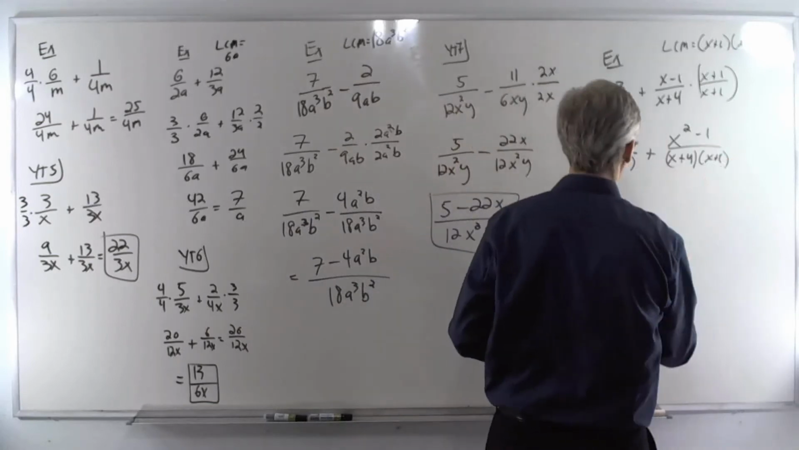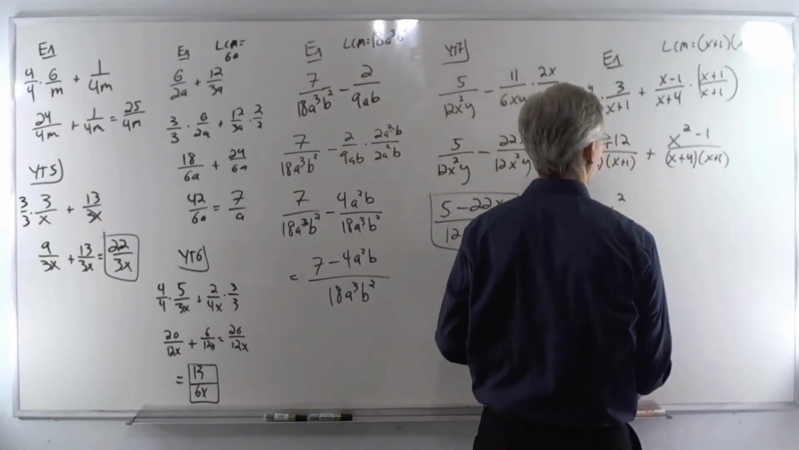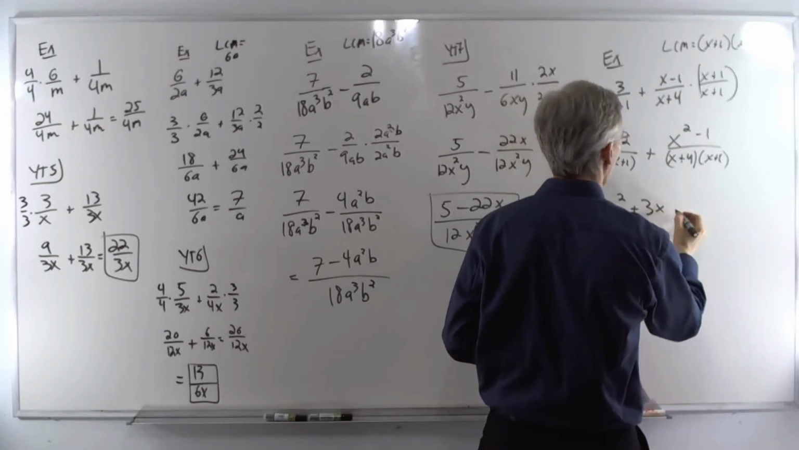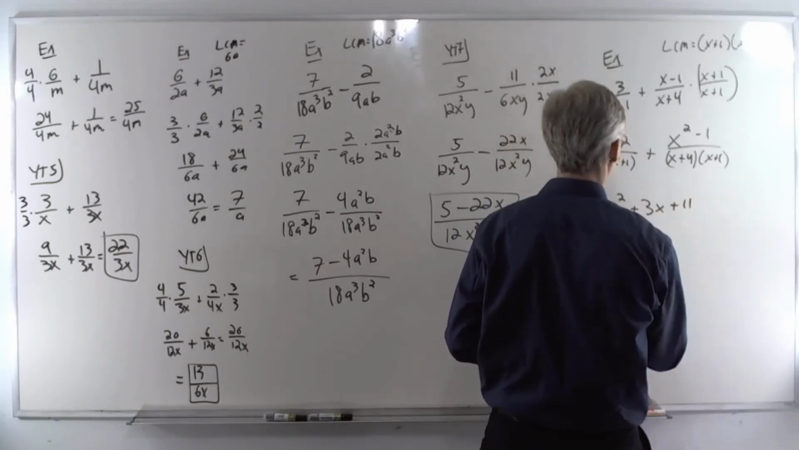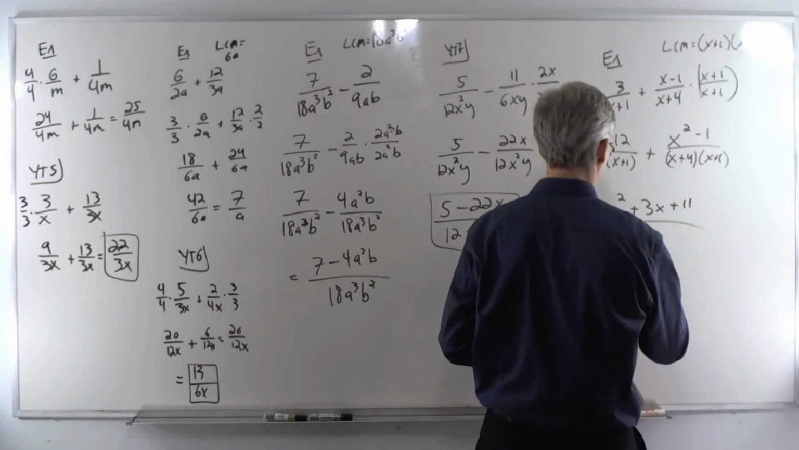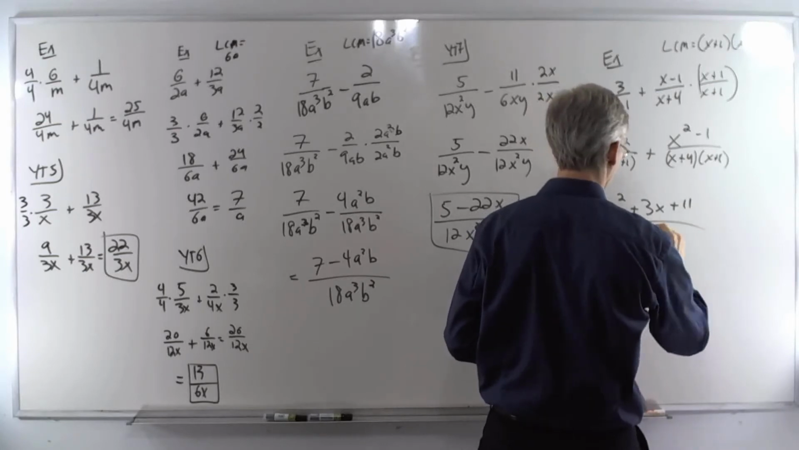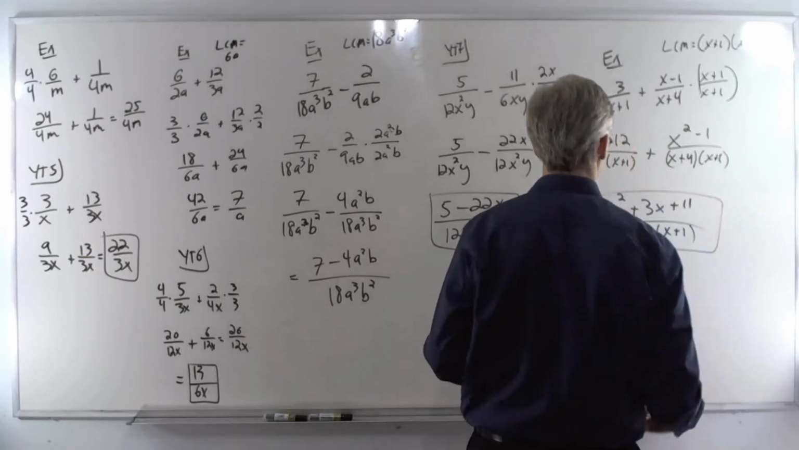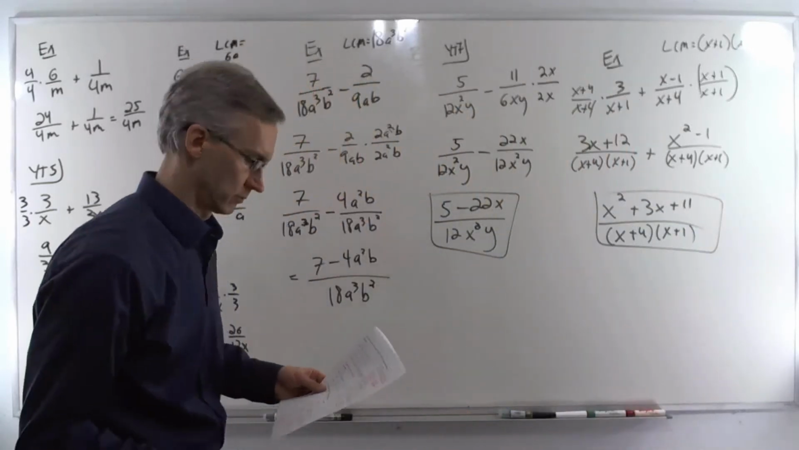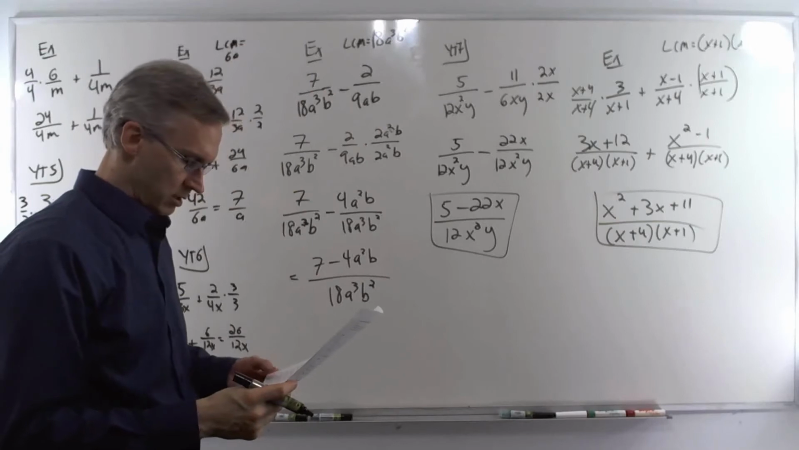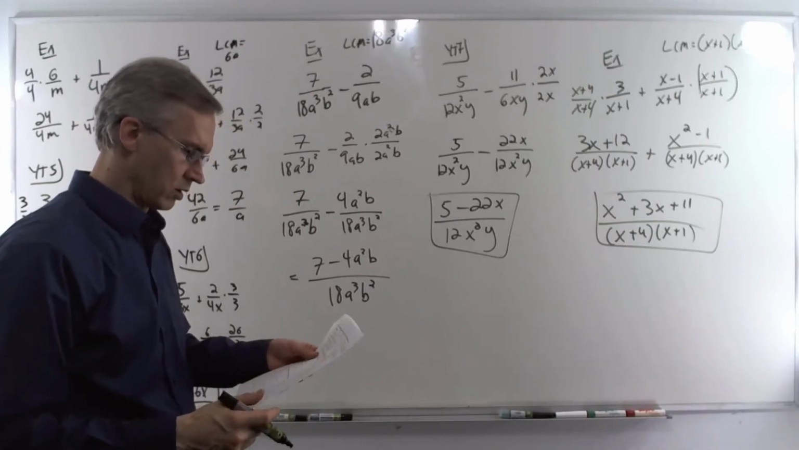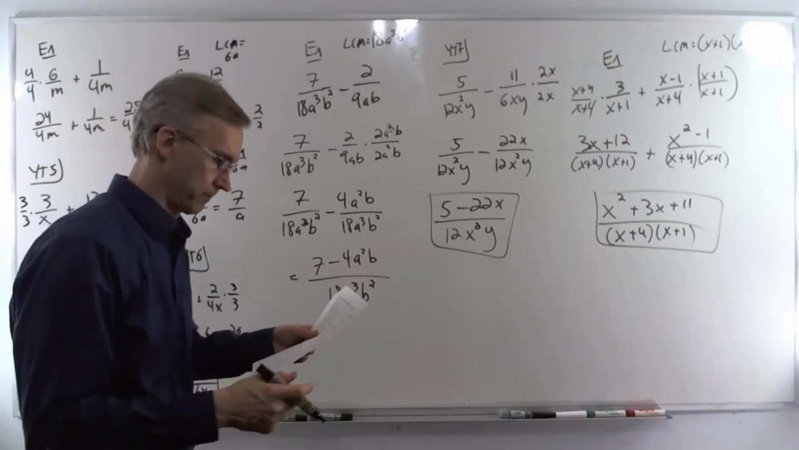Okay, now we're going to combine. So adding across up top, we got x squared plus 3x plus 11, over our common denominator, x plus 4 times x plus 1. All right, that brings us to your turn, number 8.